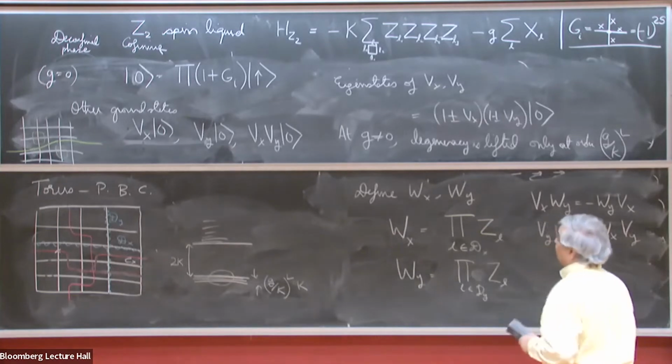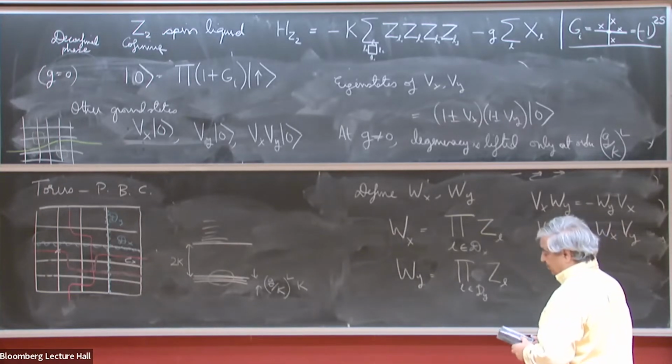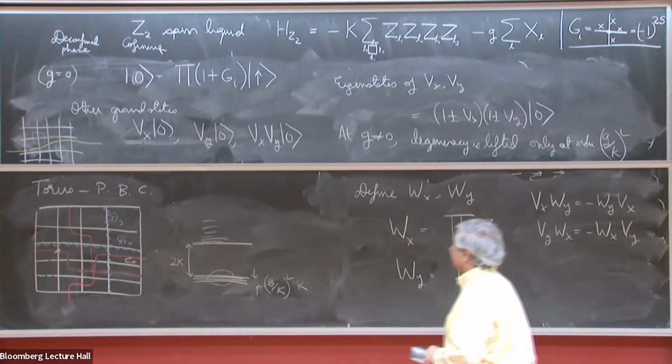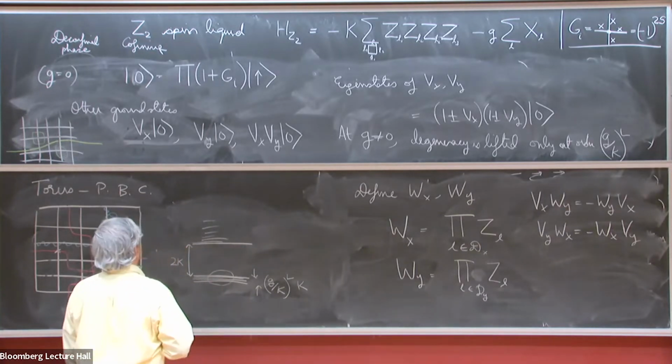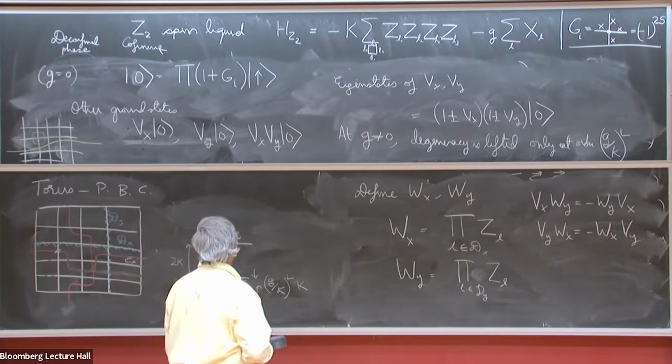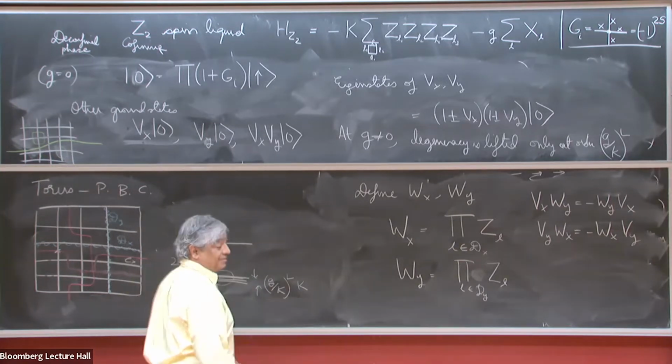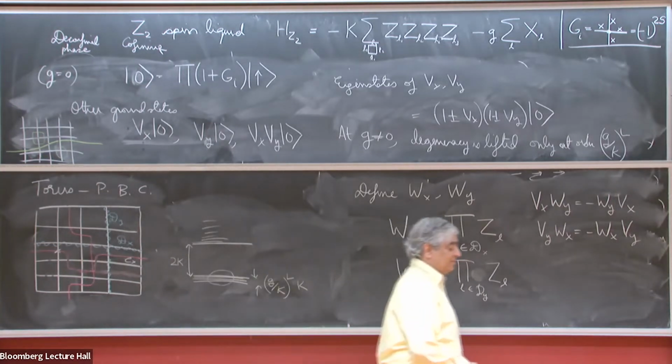Okay, so the final thing I want to say about this before moving on to other spin liquids is what happens at large G. Okay, so let's go to large G now. Any questions on the small G discussion?